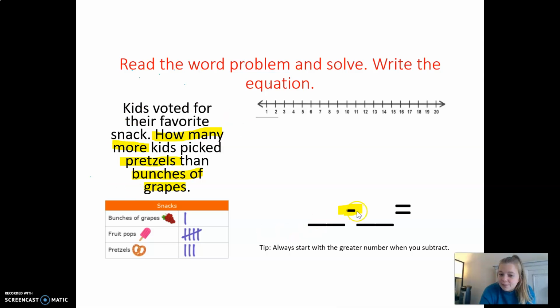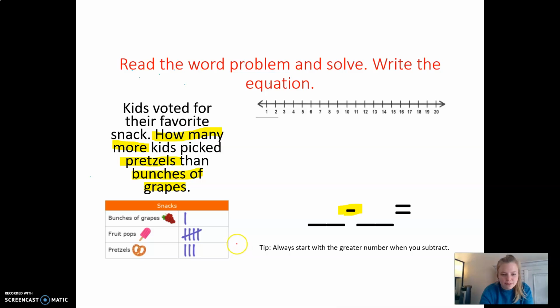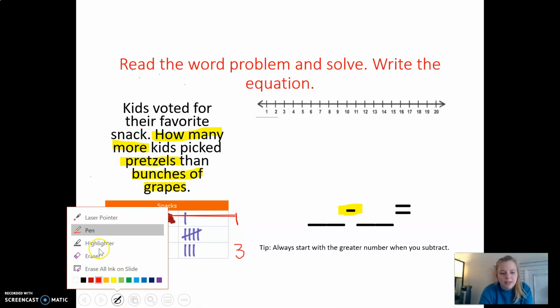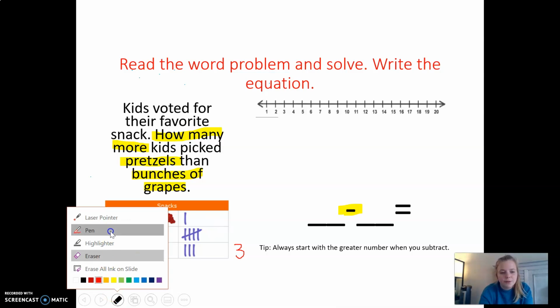So I gave you this. We know it's subtraction because I see how many more. I want to know how many more kids picked pretzels than bunches of grapes. So I have pretzels is right here with 3. And bunches of grapes is here with 1. How many more kids picked the pretzels?